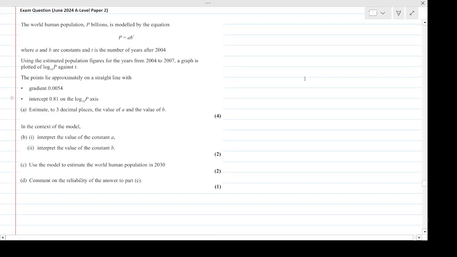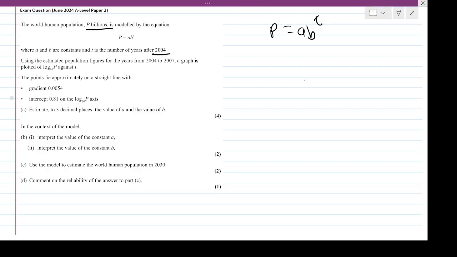The human population, p billions, is modelled by p is ab to the t, where a and b are constants and t is the number of years after 2004. Right? And using the estimated population from 2004 to 2007, a graph is plotted of log p against t. Now they've not given us that graph, but they've just told us they sketched it. And the information they told us is the gradient is 0.0054 and the intercept is 0.81 on the log p-axis.